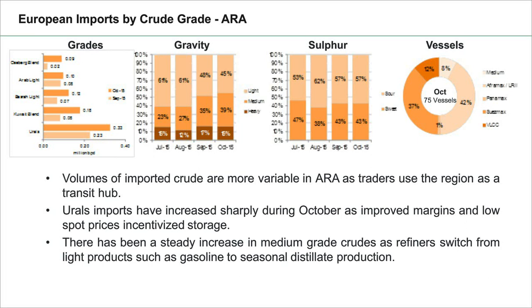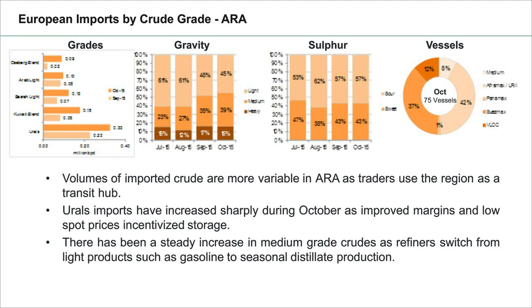If we look at the changing gravity of crudes imported to ARA, we can see a shift in proportions of crude types away from lighter grades towards more medium grades, as refiners look for more distillate yields, as gasoline cracks weaken and seasonal diesel and jet demand increases. Also, if we look at the sweet and sour proportions, they haven't really moved significantly, although we see more medium sweet grades from the Middle East being imported into the region. There has been an associated slide in sulfur levels.